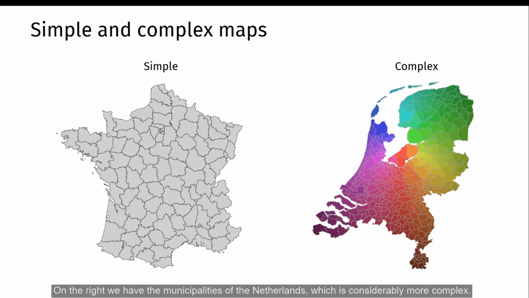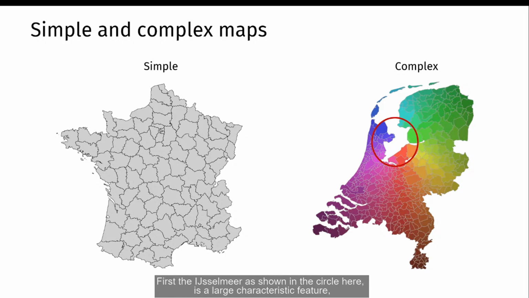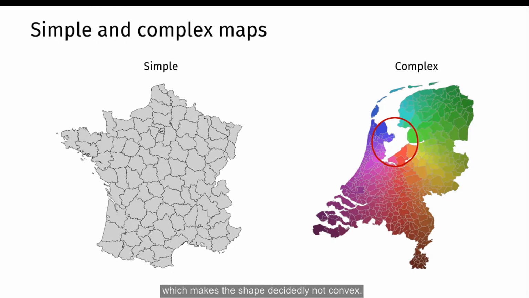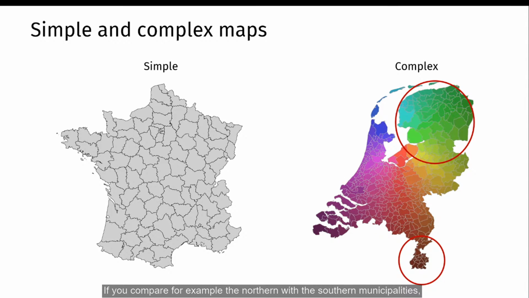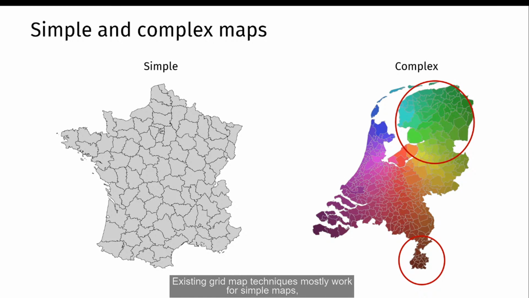On the right, we have the municipalities of the Netherlands, which is considerably more complex. First, the isthmus, as shown in the circle here, is a large characteristic feature, which makes the shape decidedly not convex. Furthermore, we see large variations in municipality sizes across the country. If you compare, for example, the northern with the southern municipalities, the northern municipalities are generally larger. Existing grid map techniques mostly work for simple maps, which we'll briefly go through before moving on to complex maps.